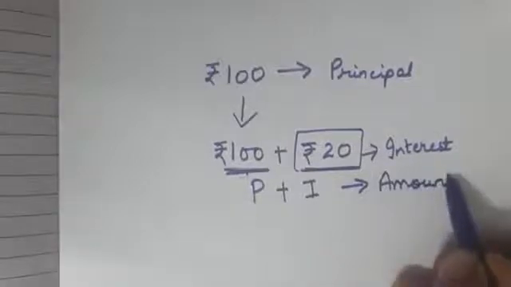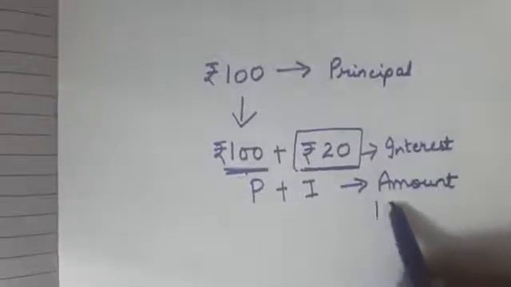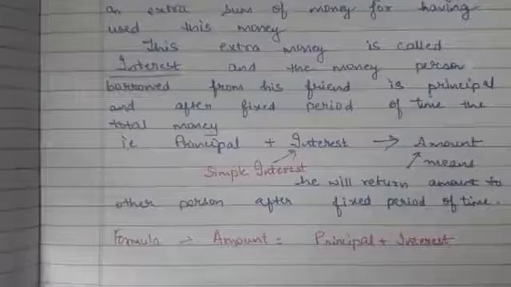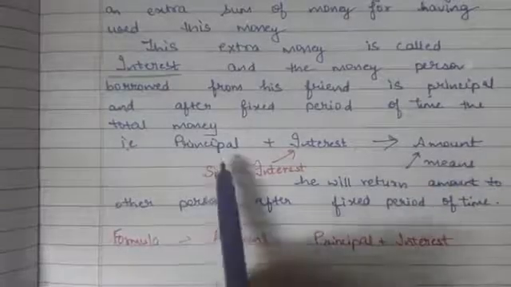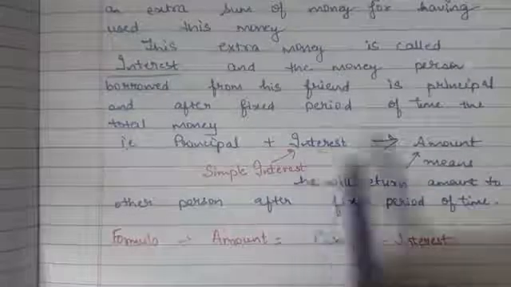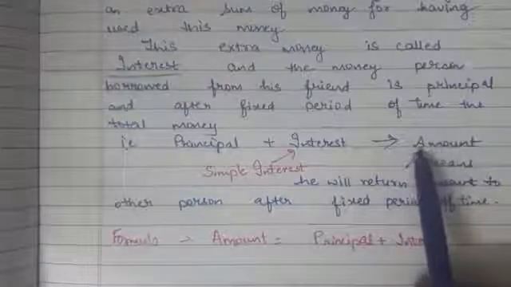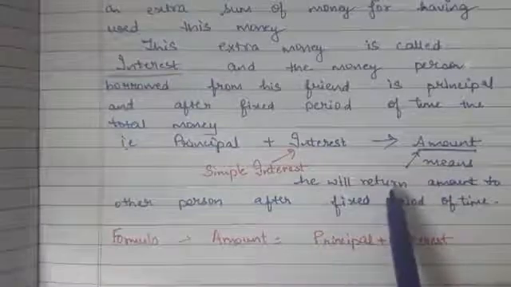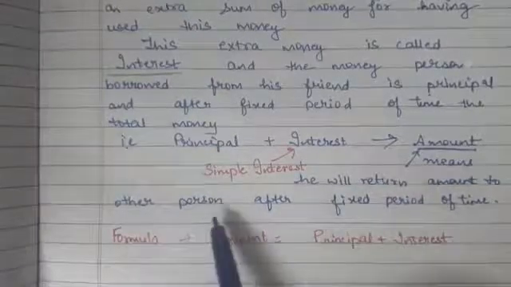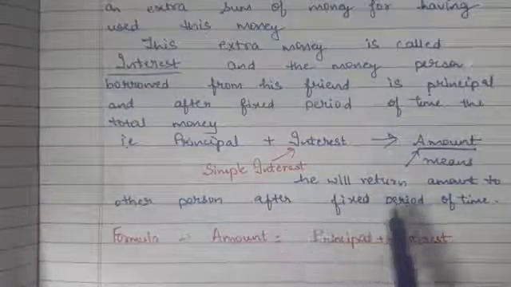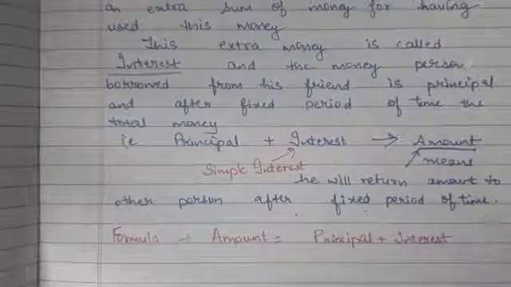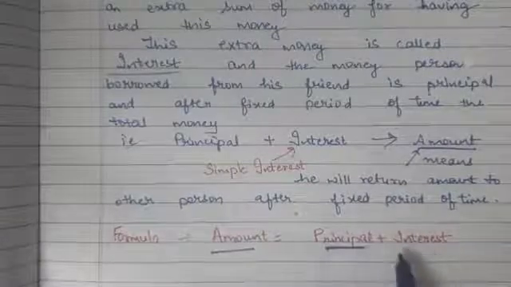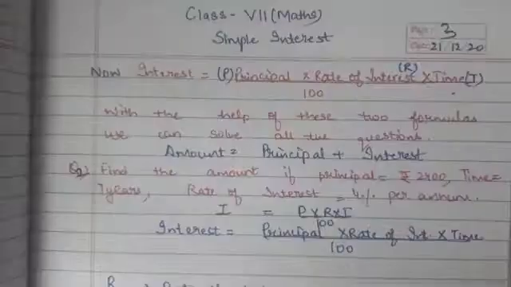So what will be the amount here? Yes, it will be rupees 120. So principal plus interest, that is called amount. He will return the amount to the other person after a fixed period of time. So the formula for amount is principal plus interest.